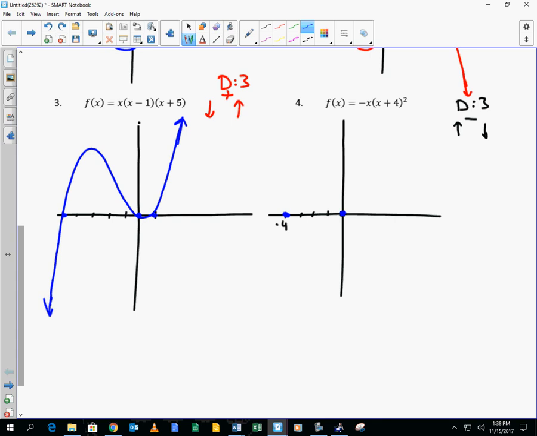Why, Olivia? Lover of mathematics? Yes, you are. Because it's a double root, right? Negative 4 happens twice.